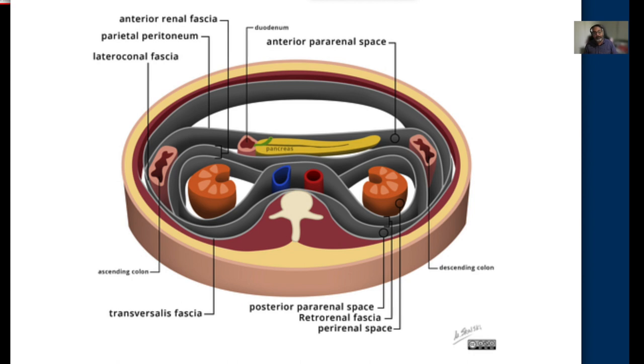In CT, you can't see the fascias differentiating. You can see the spaces in CT, but you can't see the two layers of the fascia. If you dissect it, you could see one layer and then another layer right next to each other, but in CT you can't see the two layers. The perirenal space and the pararenal space are fairly obvious, usually obvious. This retrorenal fascia, this double space, is very hard to see.